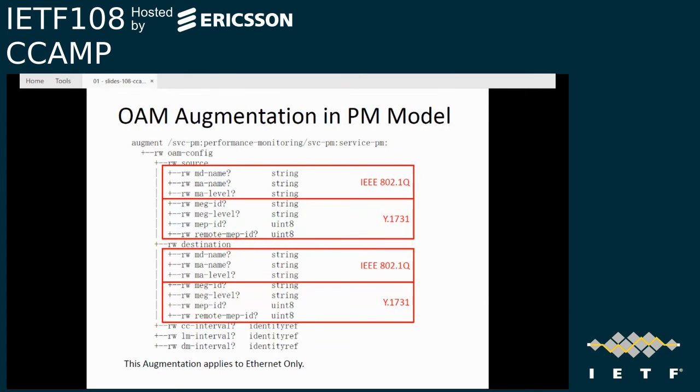Moreover, we have additional OAM functionality configured in the PM model, because this is a typical way to do OAM on a given service configured in the network. So we augment the performance monitoring module by setting the source and destination node to do the OAM. The OAM related parameters reference IEEE 802.1Q or Y.1731. We can configure the MD, MA, MEG, MEP information on the given service from both source and destination nodes. This augmentation applies to Ethernet only, because in transparent we don't have such demand. Next, please.